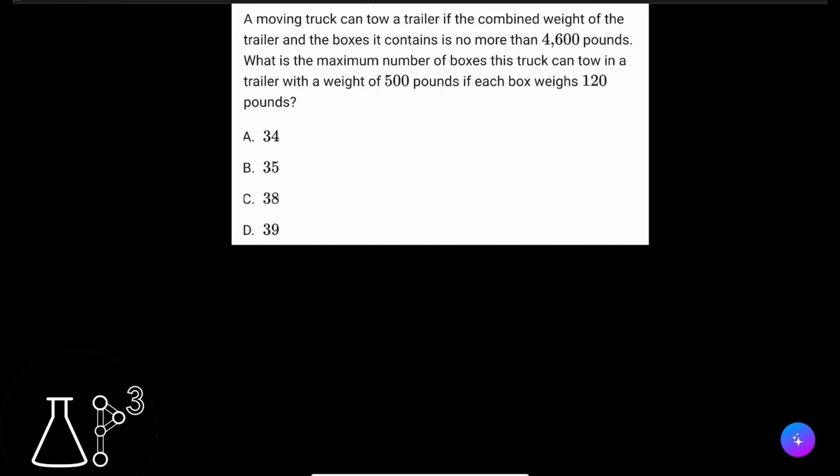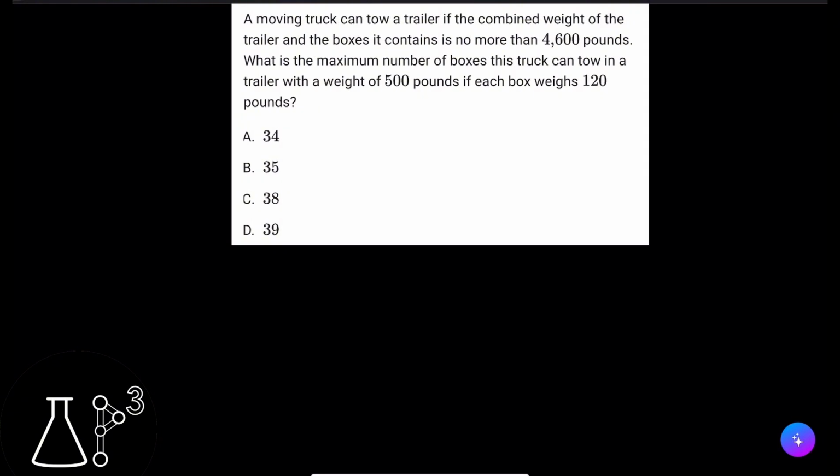Okay, let's do a different question. A moving truck can tow a trailer if the combined weight of the trailer and the boxes it contains is no more than 4,600 pounds. What is the maximum number of boxes this truck can tow in a trailer with a weight of 500 pounds if the box weighs 120 pounds?